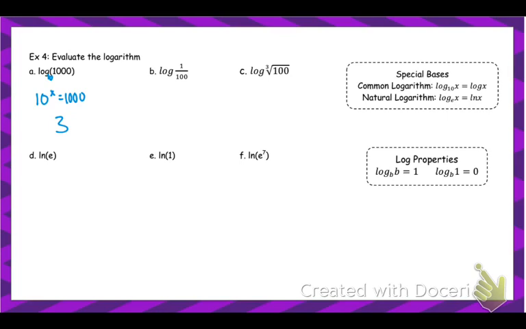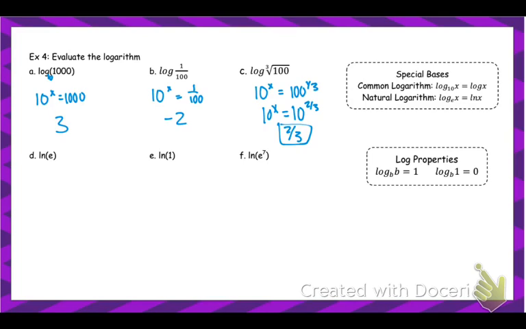1 over 100, 10 to the something power is 1 over 100. To make it at the bottom of a fraction, it would be a negative exponent, so that's negative 2. The next one, 10 to the something power is 100 to the 1/3 power. So again, let's rewrite that as 10 to the 2/3 power. So this is going to be 2/3.